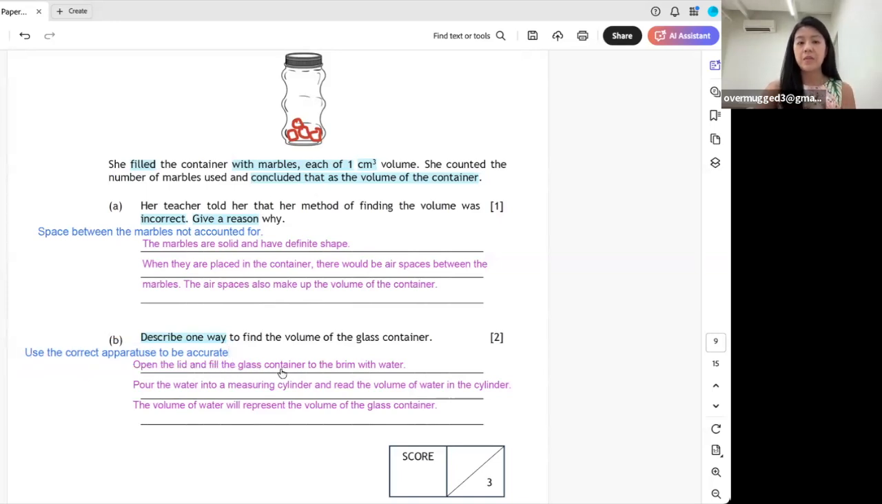One way is to fill the glass container to the brim with water. Now take note, we need to see the idea of filling it to the brim, because if you fill half, that's not the full volume of the container. So that key phrase, to the brim, is important. Next thing, you don't just fill it to the brim and then tell me, okay, that's 50 cm³. You need to use something else, like a measuring cylinder. Why a measuring cylinder and not a beaker? Because the markings on the measuring cylinder give you a finer reading, so you're able to read the volume more accurately. Now, you also need to explain that this volume in the measuring cylinder will then represent the volume of the glass container, to draw the link.